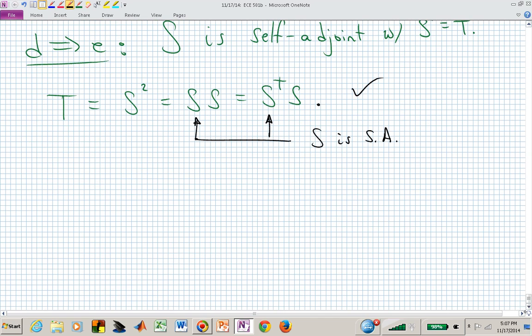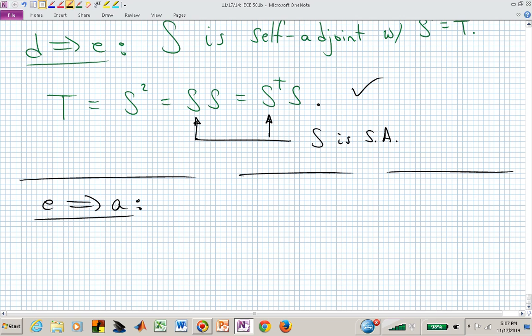Now I actually need to find my tail, don't I? So I have to go from E back to A in terms of showing all of these statements are equivalent. E implies A. What was E? Well, E says that we're given T can be factored as S dagger S. That's statement E.